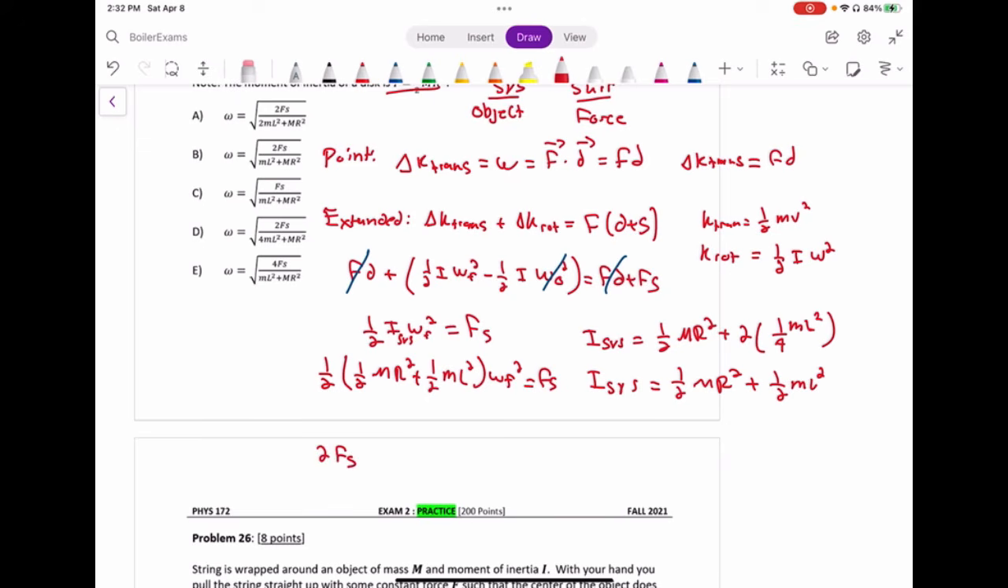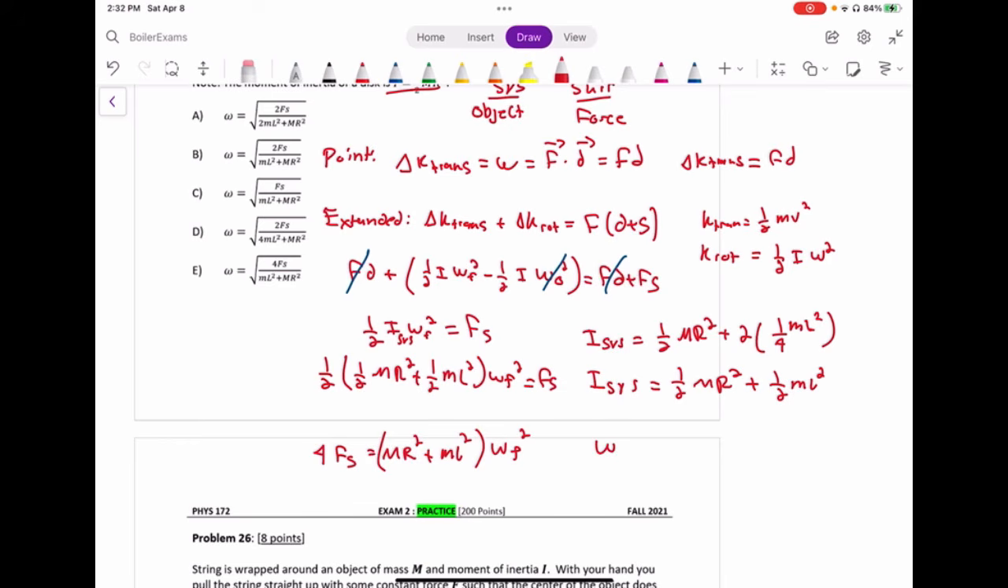2fs equals, okay, I'm going to times, actually by 4. If you just, yeah. 4fs equals mr squared plus ml squared. Okay, I hope that makes sense what I just did.